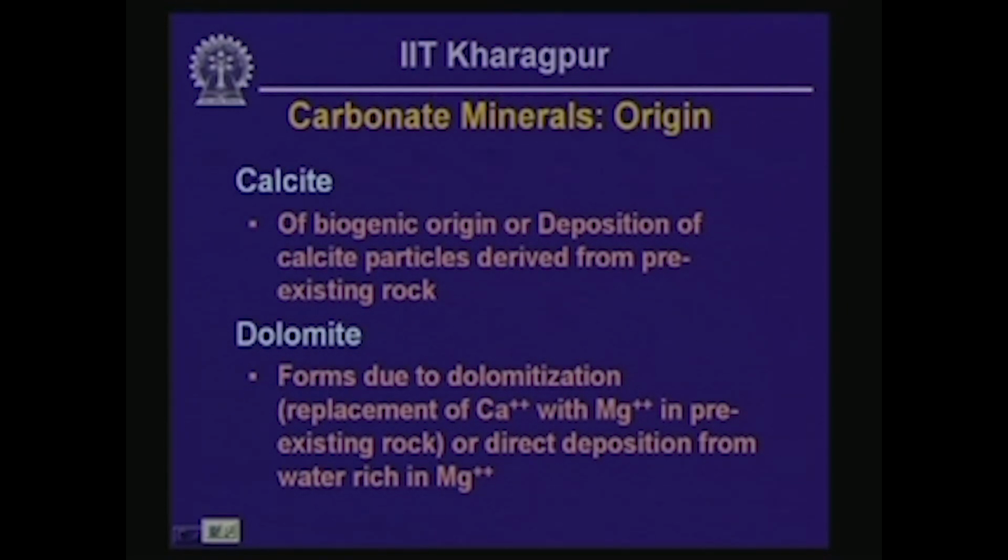or from direct deposition of water that is rich in magnesium ion. So basically carbonate minerals originate from a precipitation process. It could be either an organic precipitation process, or an inorganic process from seawater, or from the action of water basically.